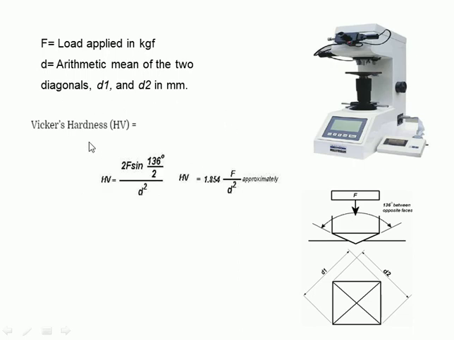This is the formula to calculate the Vickers hardness HV, which is equal to 2F sine of 136 divided by 2, where 136 degrees is the pyramid diamond shaped cone angle between the opposite faces, divided by d squared. D is the arithmetic mean of the two diagonals, and this HV is approximately equal to 1.854 F upon d squared. This is the approximate formula to calculate the Vickers hardness number.